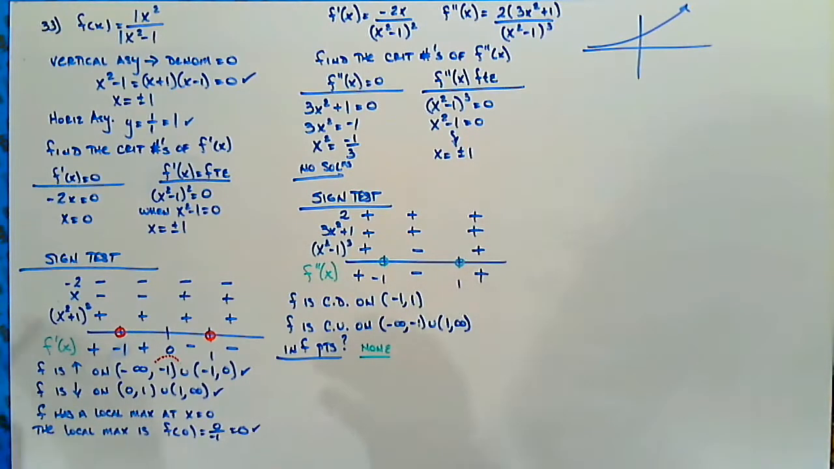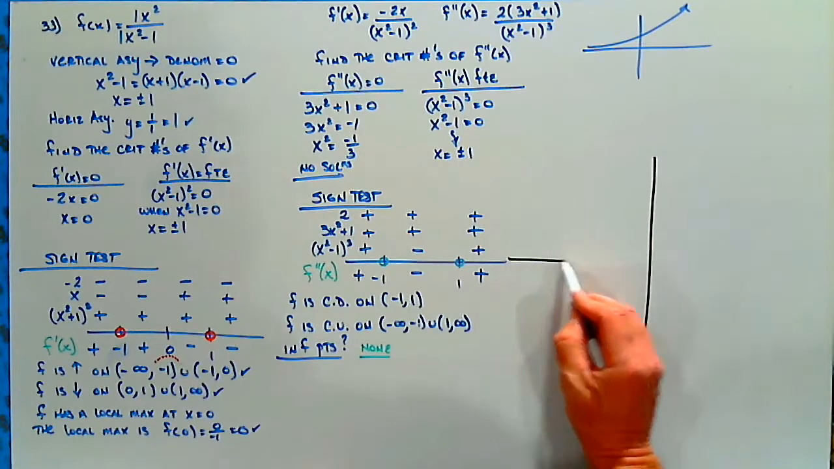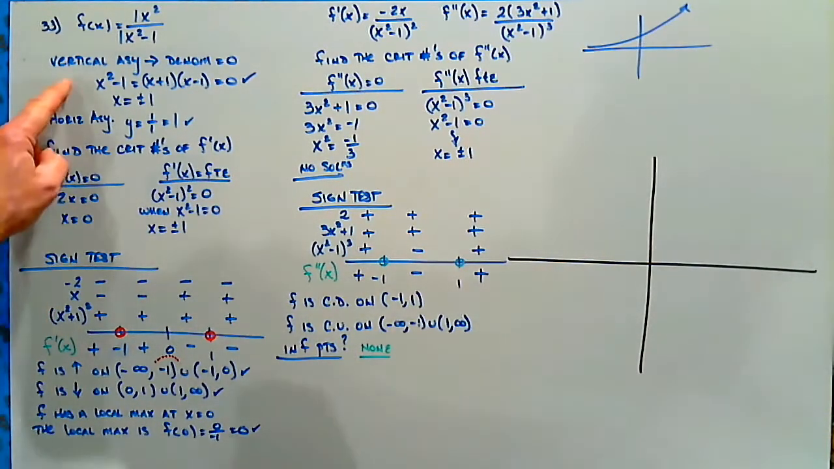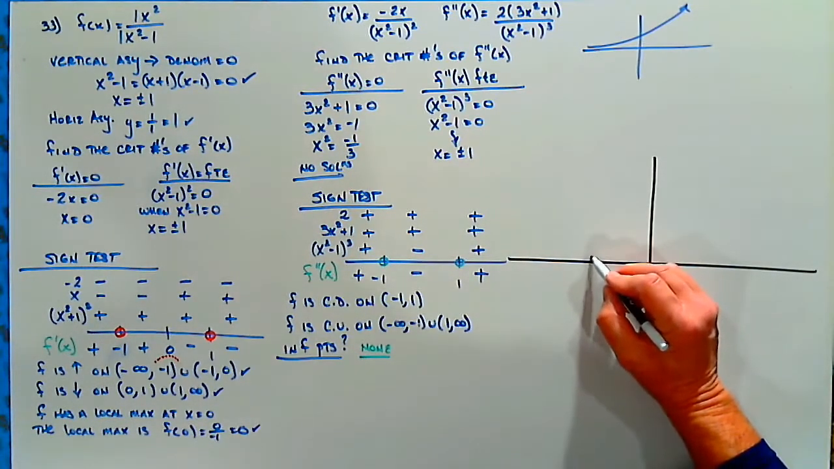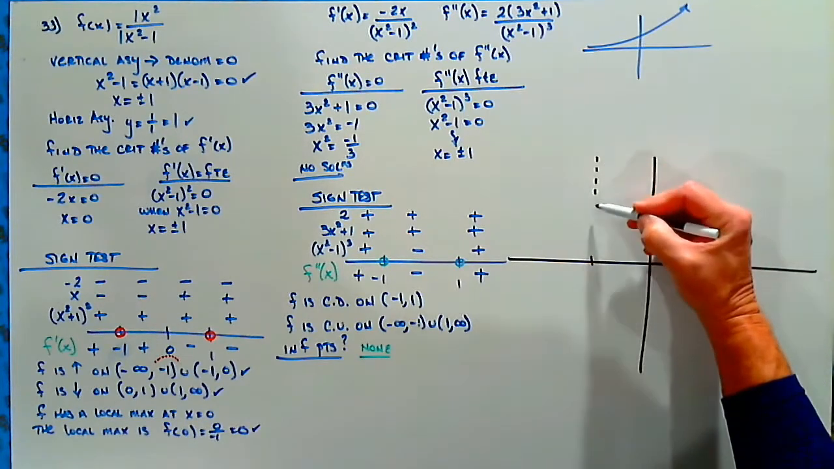Now, the final thing that they'd like us to do here is to draw the graph. They'd like us to draw a graph of this function. So if we come over here, what do we know? Well, we started all the way back here with vertical asymptotes. We said, well, we have a vertical asymptote at 1 and -1.